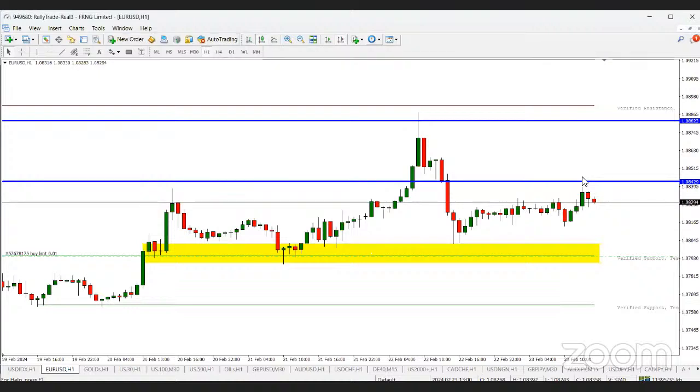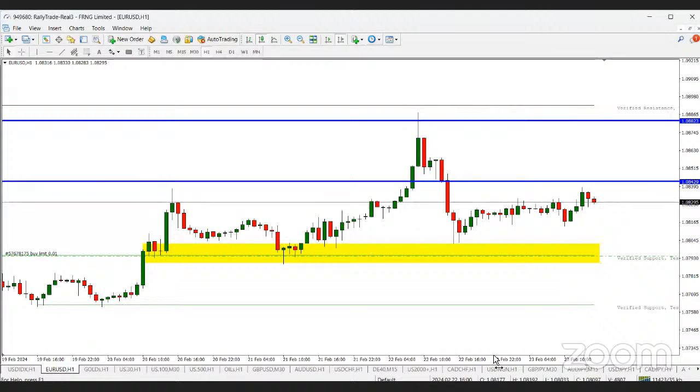So I could either look out for a buy once Euro USD sells to 1.08 thousand, or I could wait for price to close above 1.08430. Once price closes above 1.08430, I can look out for a buy of at least 30 pips to the upside. That's for Euro USD, guys. Let's move on.